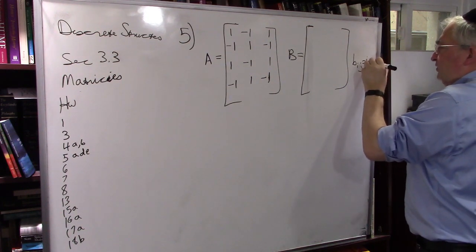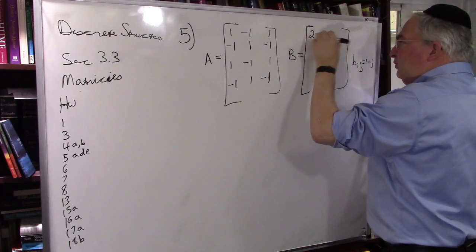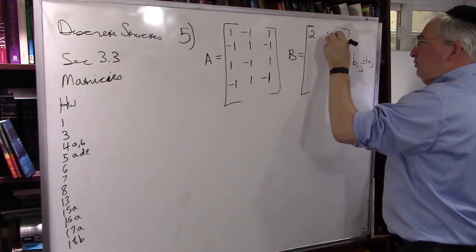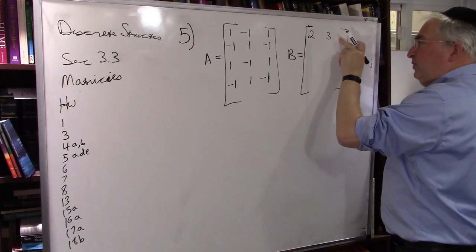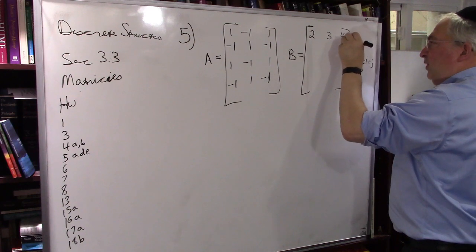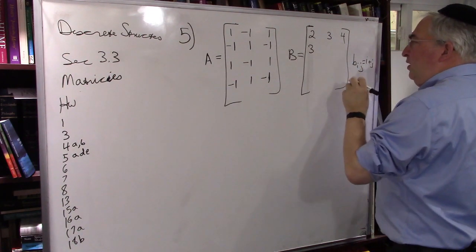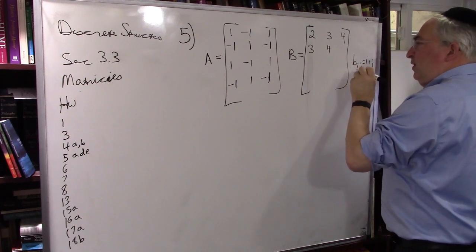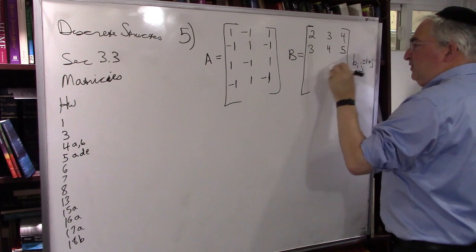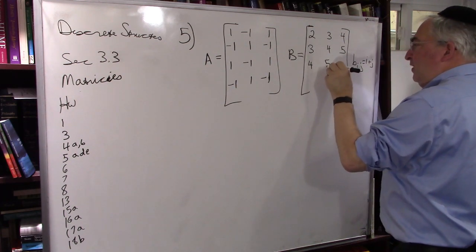I plus j. So this is the 1, 1 position, so we put a 2. This is the 1, 2 position, we put a 3. This is the 1, 3 position, so we put a 4. This is the 2, 1 position, we put a 3. This is the 2, 2 position, we put a 4. This is a 5. This is a 4, 5, 6.